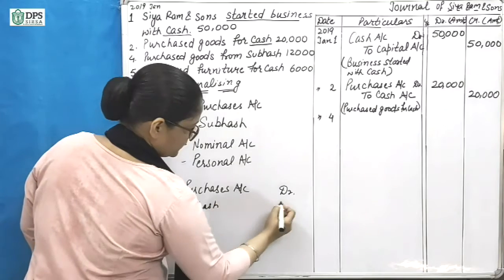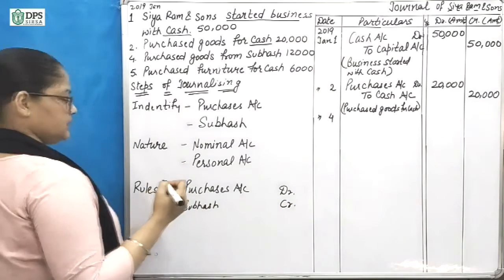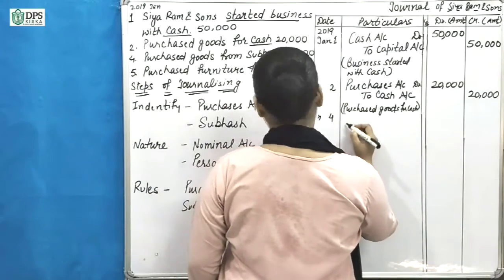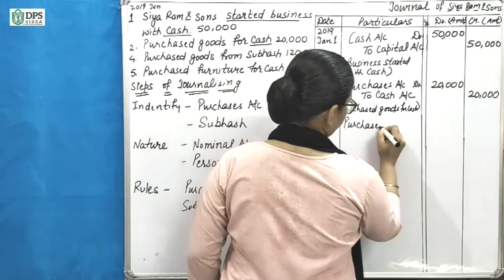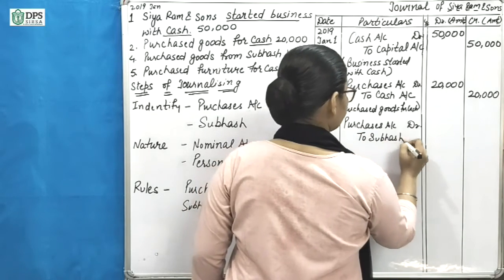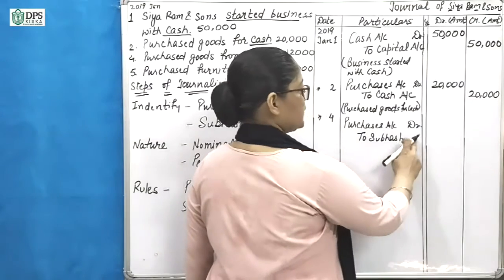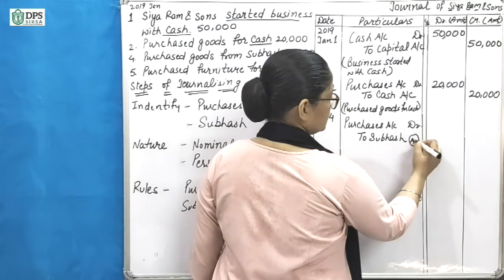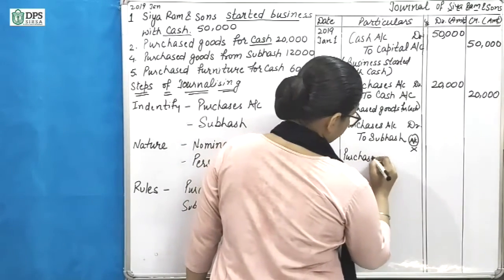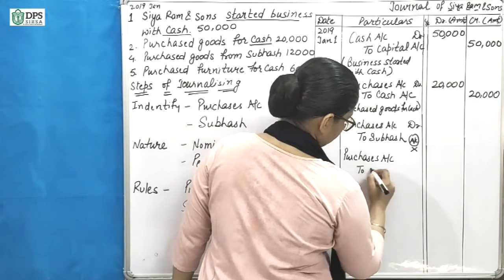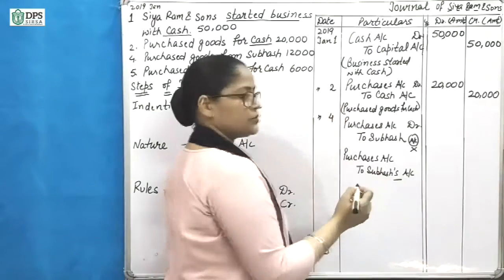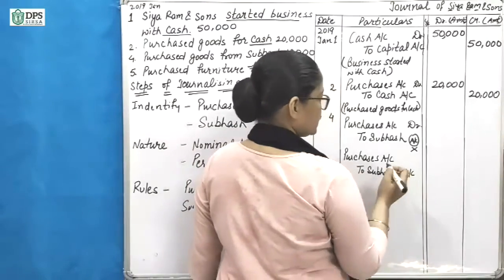Then Subhash's account will be credited. So now we will do the journal entry. I will tell you both types of how you can write the word Subhash. Purchases account, debit to Subhash. The first thing is that only Subhash, you will not write the word account. And the second thing is purchases account to Subhash account. You can write like this if you want to write account. So post office you can write here.